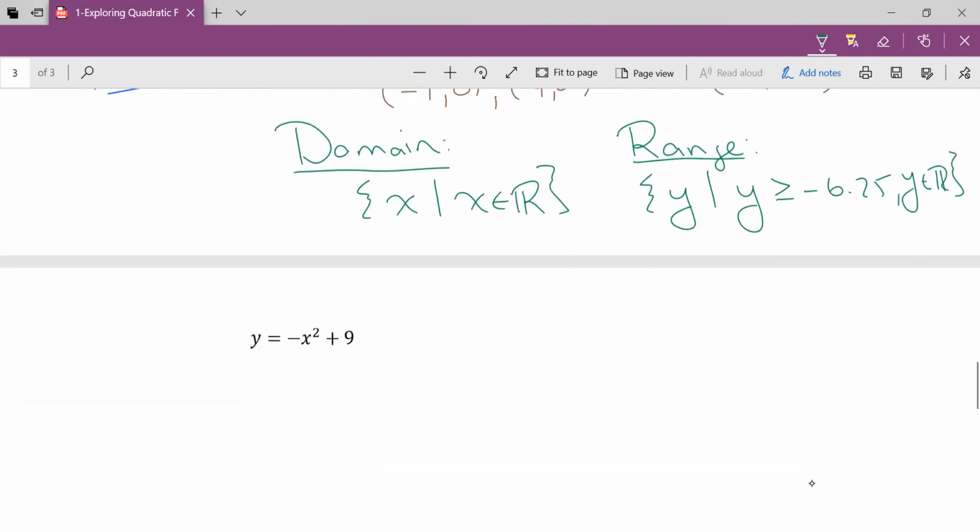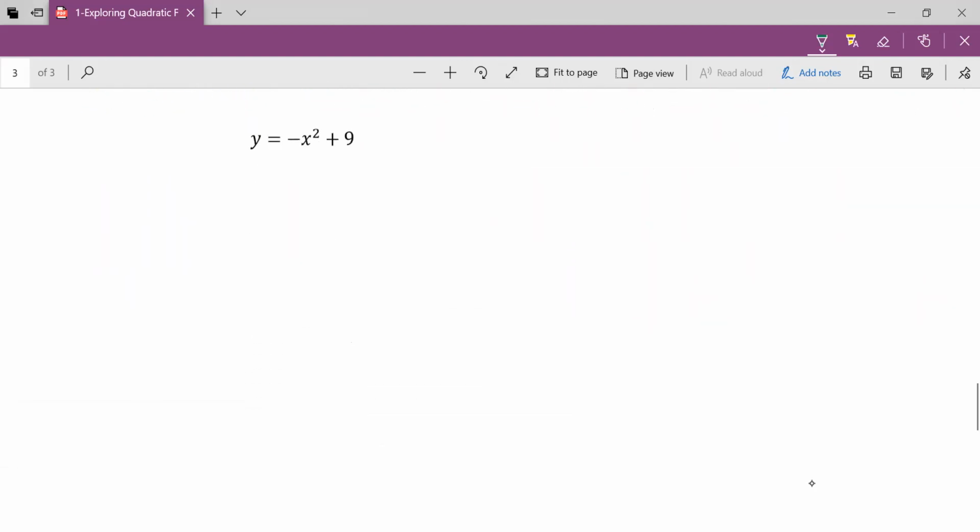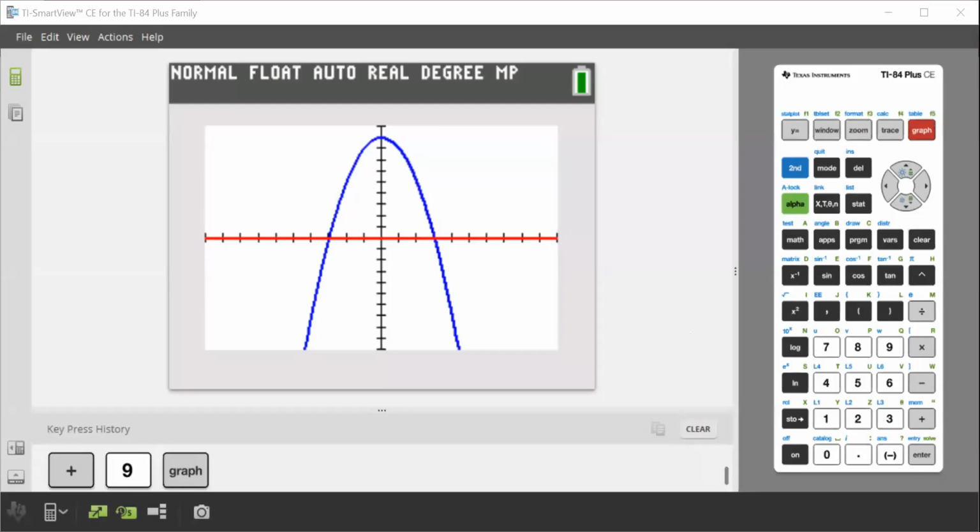Let's try it one more time. What I want you to do here is graph this function, and see if you can find all the parts. So hit pause on the video. I'll see you in a couple minutes. Okay, friends, let's see how you did.